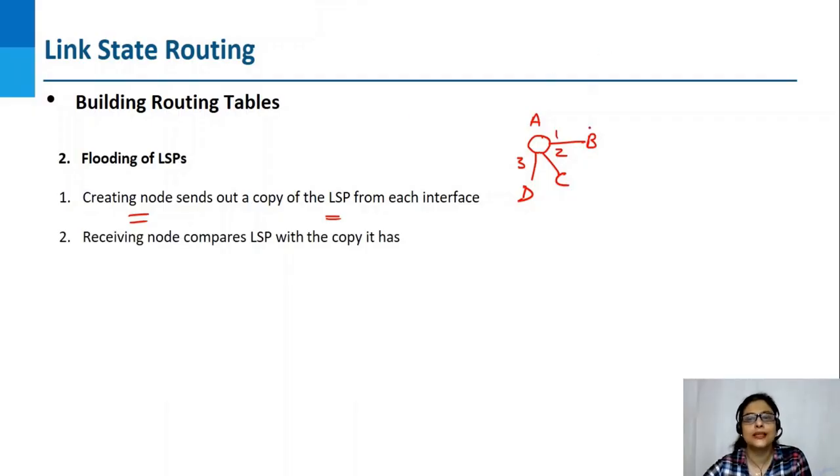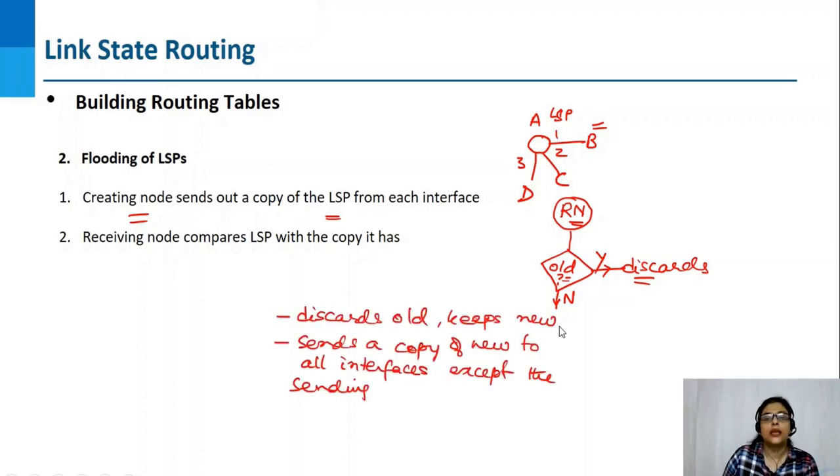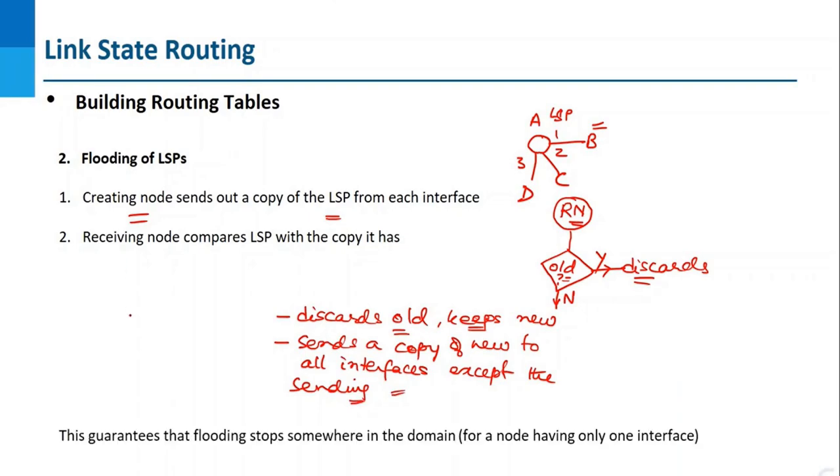Then the receiving node, let's say B, which has received the LSP from A, has to compare this LSP with the copy which it already has. If it is the same one, it has to discard it. And if it is a new one, it has to discard the old and keep the new one, and then send a copy of the new one to all the interfaces except the sending one. This will basically guarantee that flooding stops somewhere in the domain for a node having only one interface.